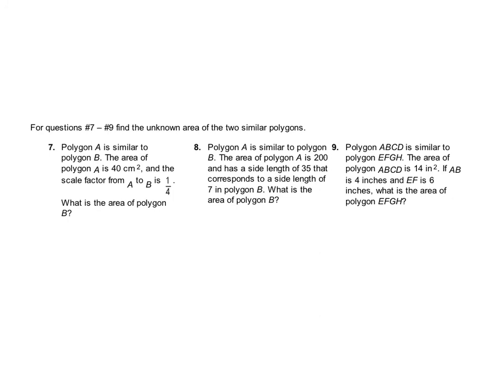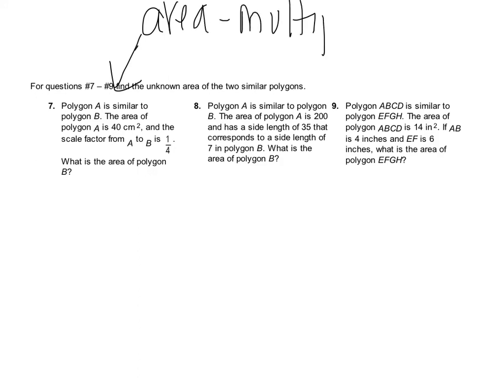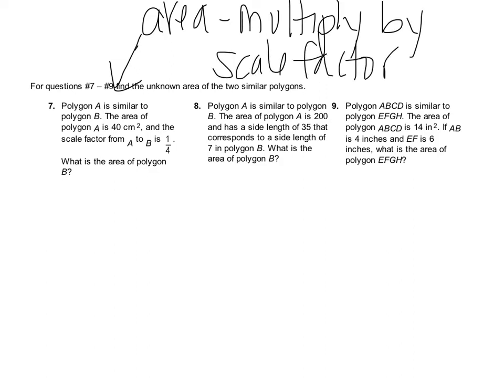Question 7. Polygon A is similar to polygon B. The area of polygon A is 40 centimeters squared, and the scale factor from A to B is 1/4. What's the area of polygon B? Okay, for area, you may want to write this down. For area, you have to multiply by the scale factor twice.